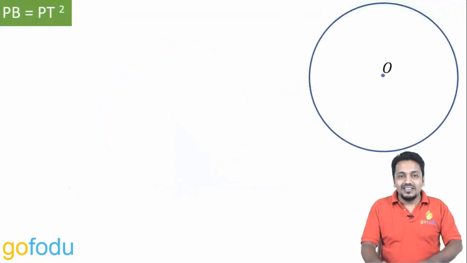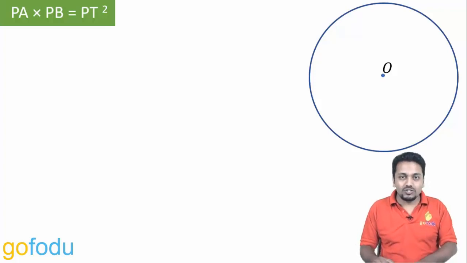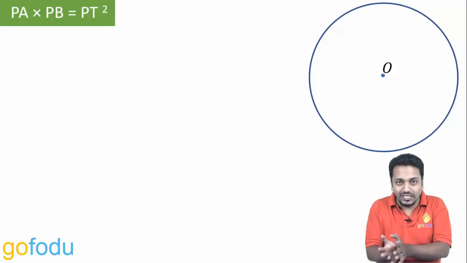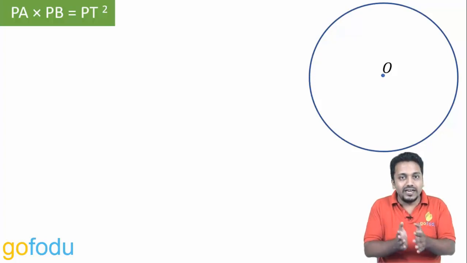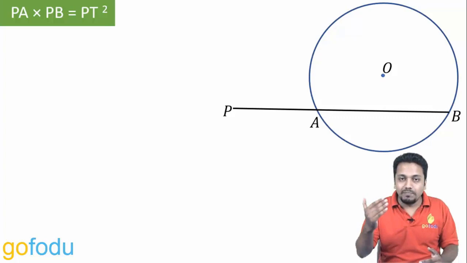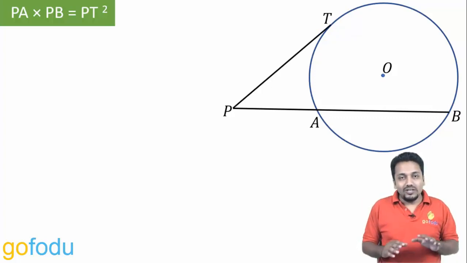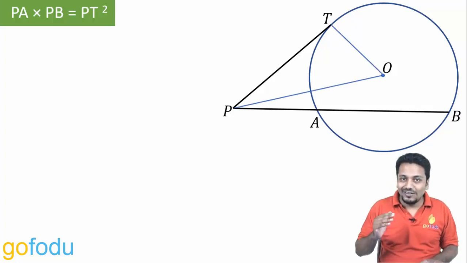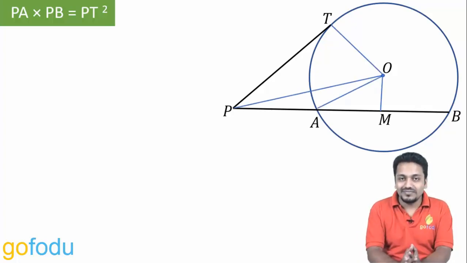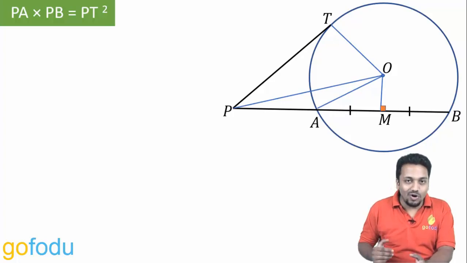Next, we have to prove the tangent secant property. PA into PB is equal to PT square. Earlier we saw PA into PB was equal to PC into PD. Now here PA into PB is equal to PT square, where PAB is a secant and PT is a tangent. Join OP, OT, OA and OM. सब जोड़ दिया, क्या पता क्या काम आ जाए. OM is perpendicular and bisects the chord.